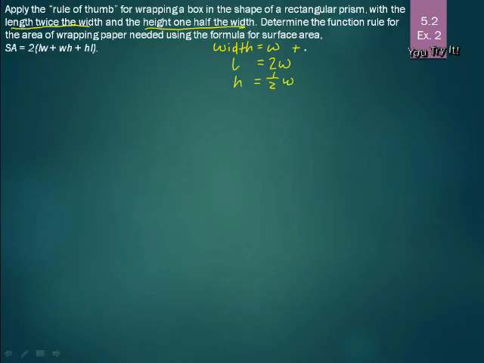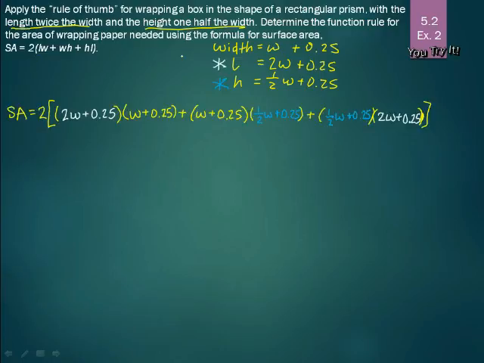Remember with the rule of thumb, we're adding 25 hundredths to every single length, width, and height. Now that we have these all in terms of width, we can plug these into our equation and simplify to get a nice equation where we only have W as the variable. I'm going to color code this and substitute in L, W, and H. I made the width yellow, the length white, and the height blue, and filled those exactly into our equation.